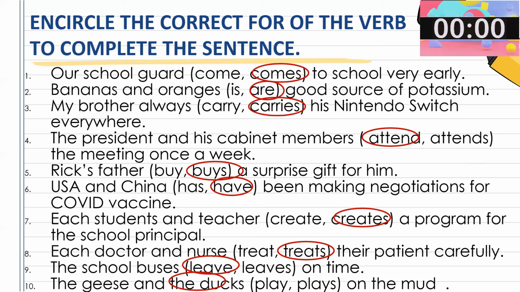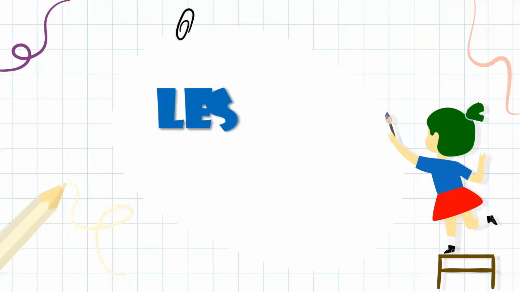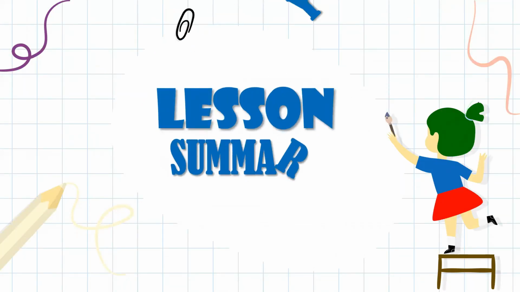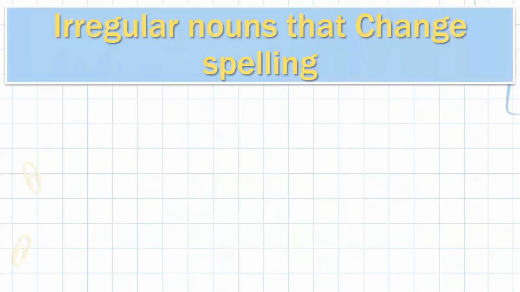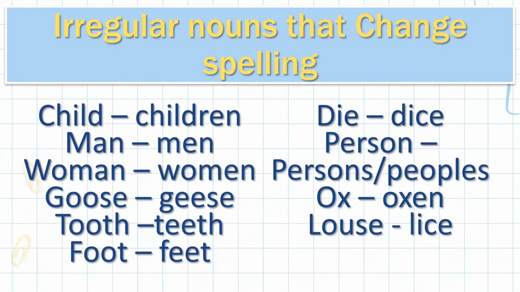Were you able to get all the correct answers? If yes, that means you were able to understand our lesson for today. With that, let us summarize this lesson. Today, we have brushed up our knowledge about the irregular nouns that change spelling. We have reviewed child to children, man, men, woman, women, goose, geese, tooth, teeth, foot, feet, die, dice, person, persons to people, ox, oxen, louse, and lice.